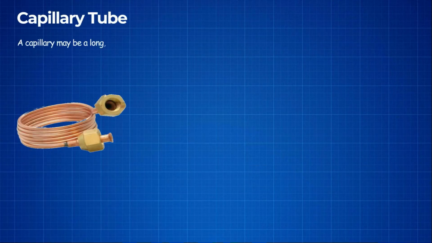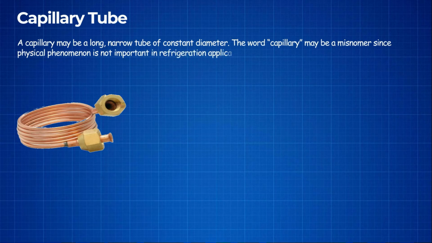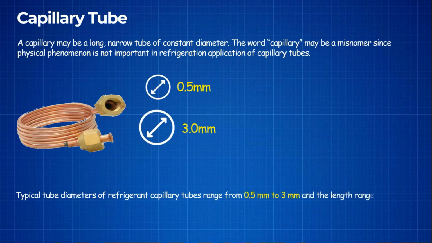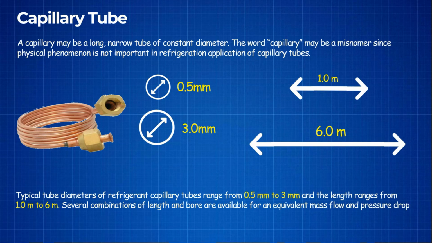Capillary tube. A capillary may be a long, narrow tube of constant diameter. The word capillary may be a misnomer since the physical phenomenon is not important in the refrigeration application of capillary tubes. Typical tube diameters of refrigerant capillary tubes range from 0.5 mm to 3 mm, and the length ranges from 1.0 meters to 6 meters. Several combinations of length and bore are available for an equivalent mass flow and pressure drop.